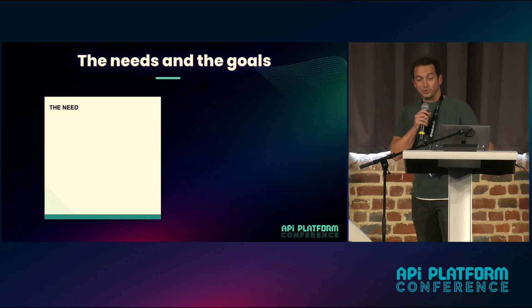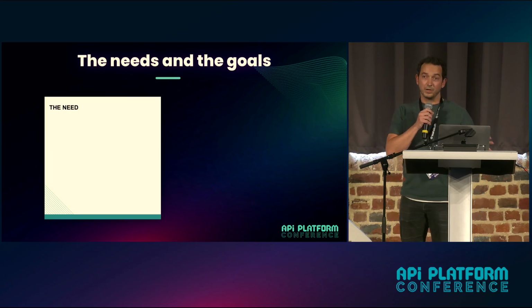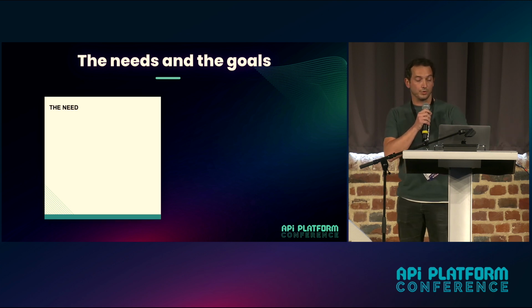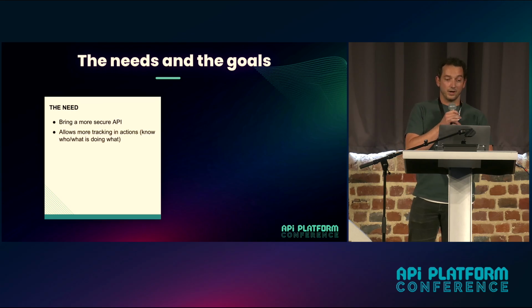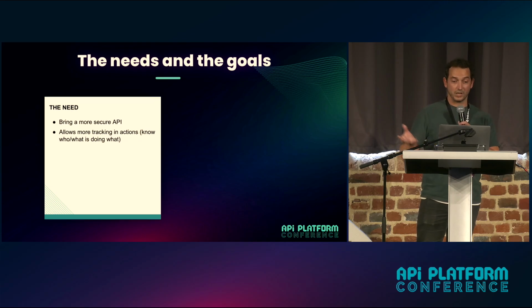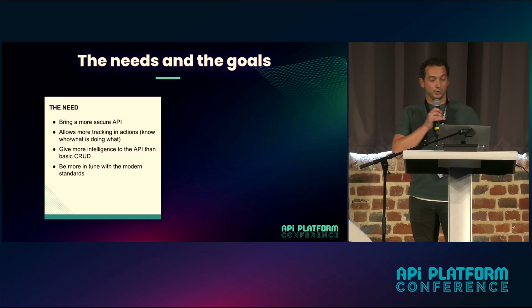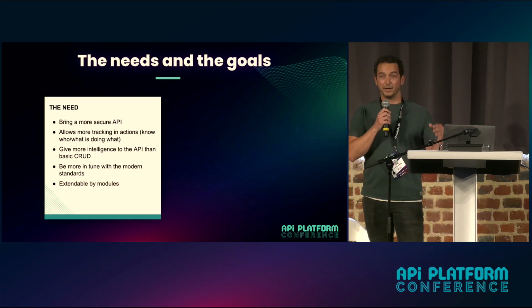So what we wanted to do was create a new admin API for PrestaShop, not one that would be used for the front. This will come in a few years, but for now we want to focus on the back office part. We wanted to bring a more secure API that allows us tracking actions to know which person or which client actually did the action through the API. Give it more intelligence than the basic CRUD that we had so far. Be more in tune with modern standards. And most of all, it needs to be extendable by the modules.